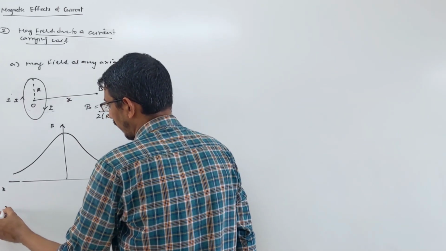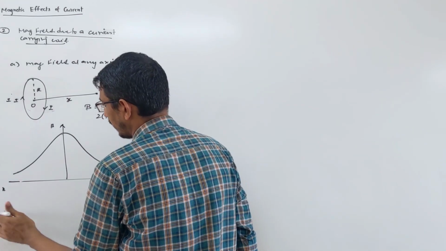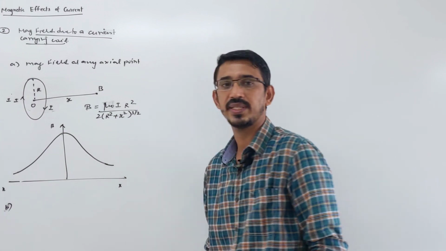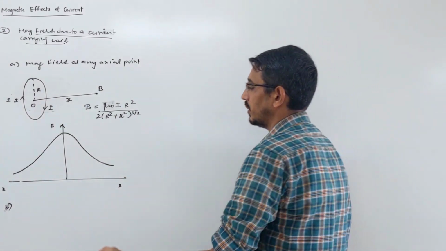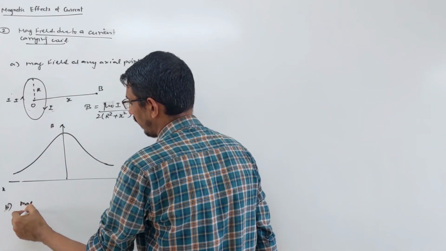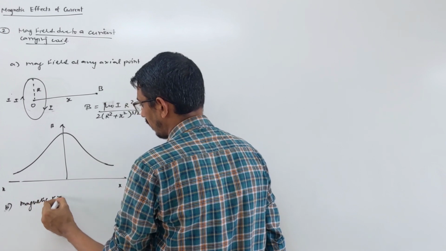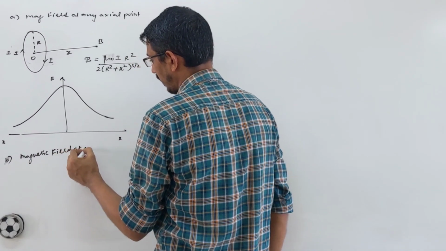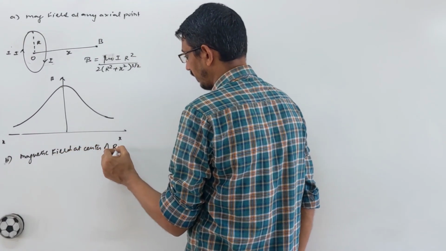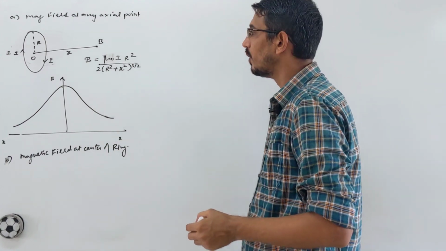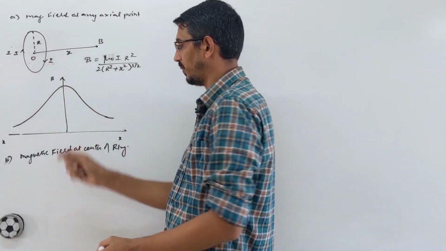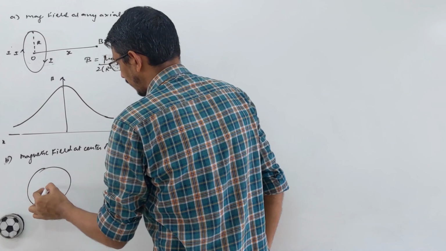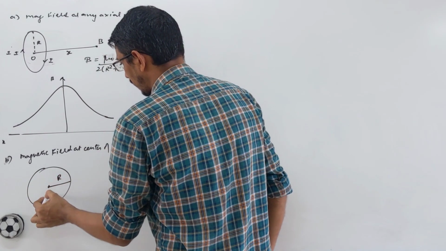Generally, when we talk about our exam, how do they ask it? They ask a simple question: the magnetic field at the center of the ring. So I'm writing here, magnetic field at the center of the ring. What is the magnetic field at this point O? It's very simple to understand. Look here.